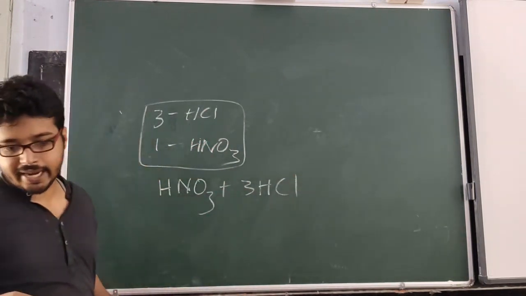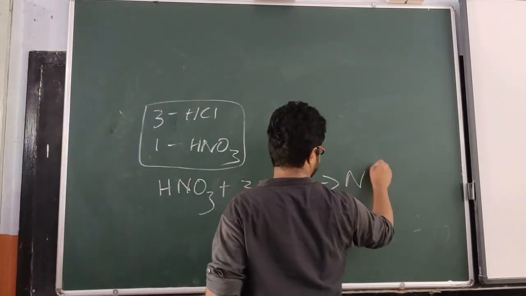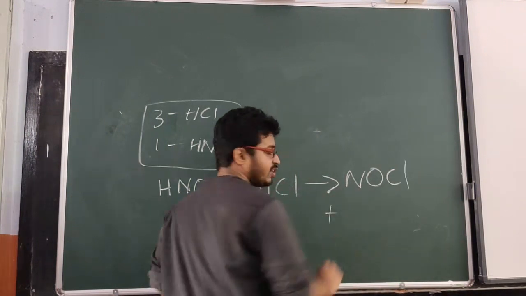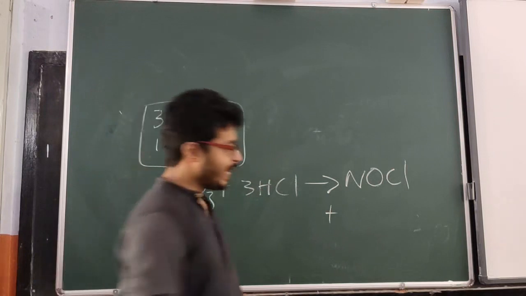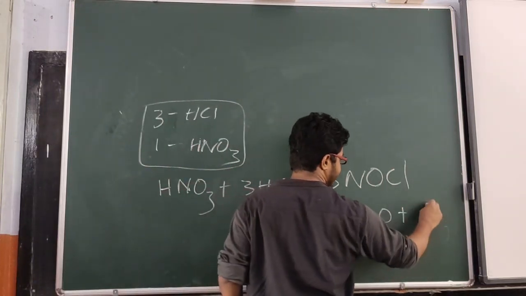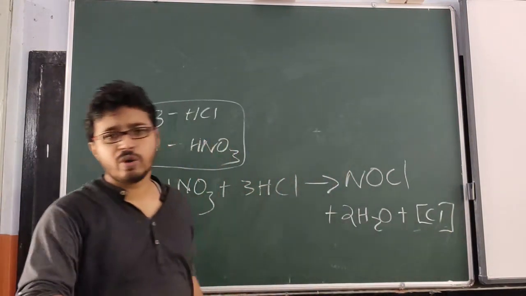1 HNO3 and 3 HCl react to form NOCl, which is called nitrosyl chloride. Along with that, H2O, and what is this? This is called nascent chlorine atom.